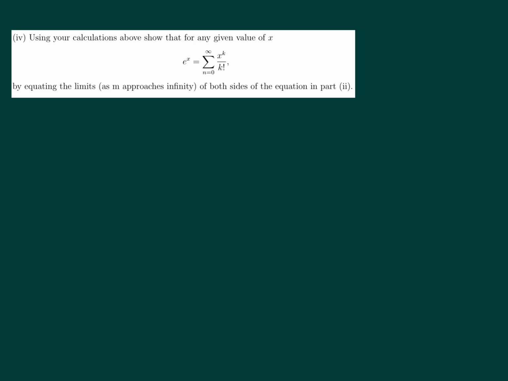Now let's group all this information together, parts 1, 2, and 3, to solve part 4. So in part 1, we showed that e to the x was equal to this limit, which we expanded using the binomial theorem in part 2, to give us this limit, m factorial over (m minus k) factorial, m to the k, times x to the k over k factorial.